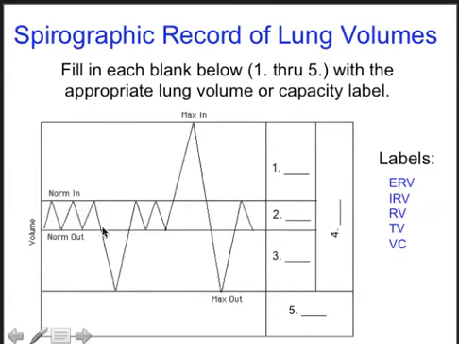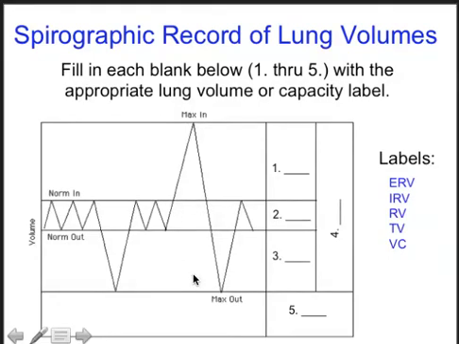The amount of air that you can exhale after you've performed a normal exhalation is called your expiratory reserve, and that's indicated by the area from here to here. The amount of air that you can inhale after a normal inhalation is called your inspiratory reserve volume, and that's indicated by the peak going from here to here.